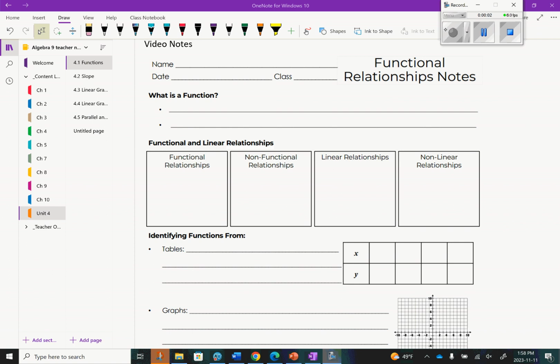We're going to start the next unit looking at functional relationships, and hopefully you have OneNote open. You've got copies of these notes, so let's get started. First of all, what is a function?